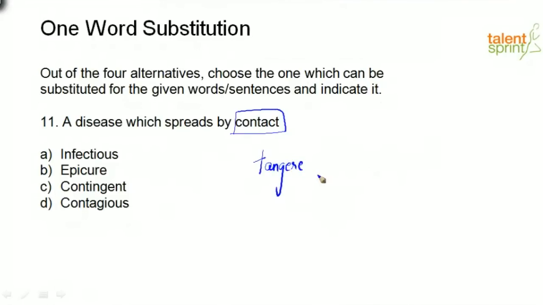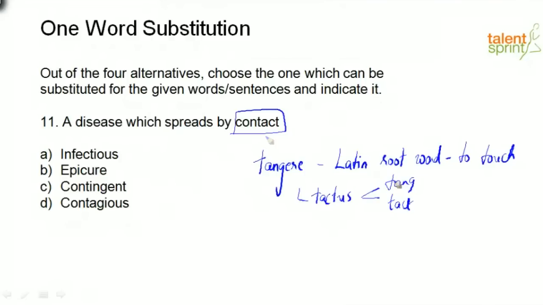TANGERE, right? This is a Latin root word which means to touch. So the form is actually tactus, T-A-C-T-U-S, tactus. So you will get two root words from this, which is tang and tact. So we have this right here. Right? To touch. So it's something to do with touching.